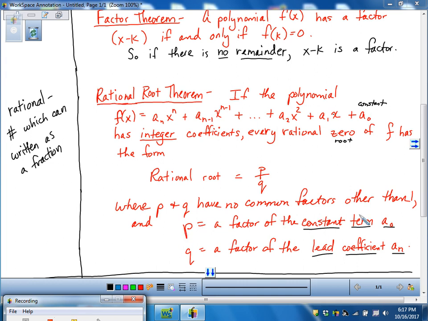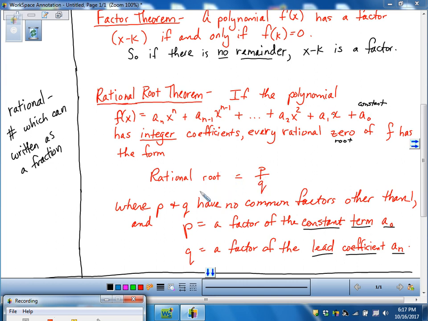So p is a factor of the constant term a sub 0. The constant term is the last term. And q is a factor of the lead coefficient a sub n. So remember, our lead coefficient is the coefficient on the term with the biggest exponent. So it's the first term, which is why it's called the lead coefficient. So we want to take factors of the last term and divide them by factors of the first term. And that's how we're going to get all of our possible rational roots.